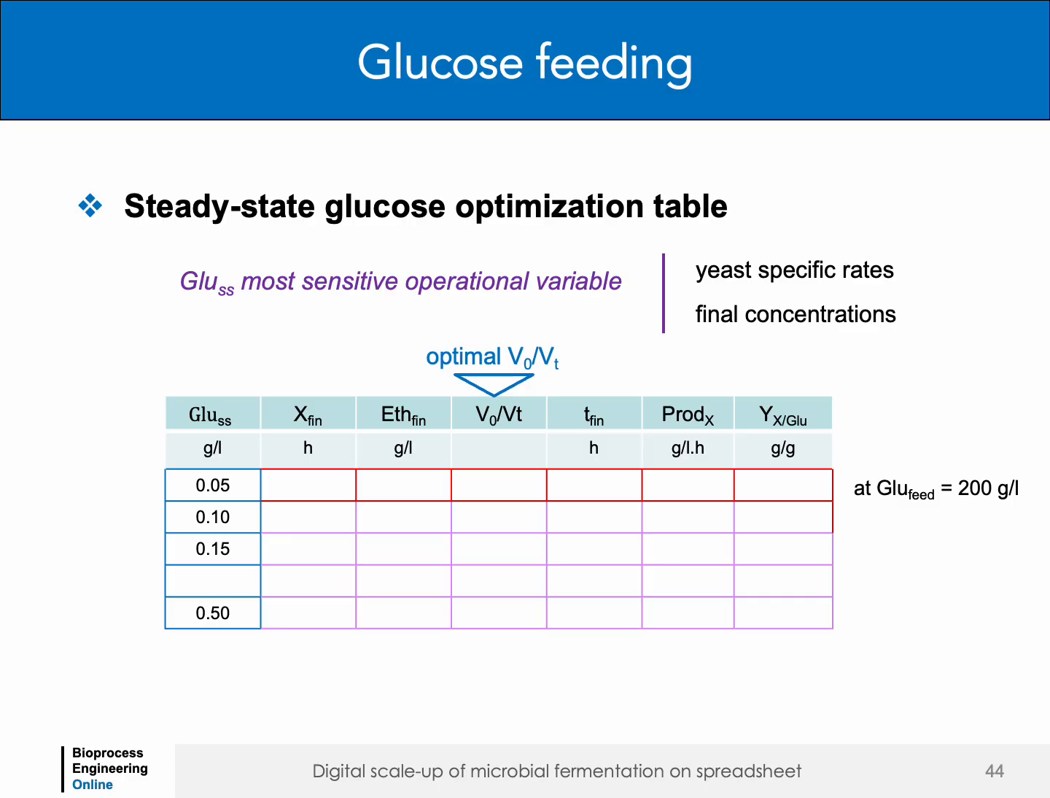The simulations are performed using an optimization table that includes, as columns, the calculated X fin, ETH fin, V0 over Vt, T fin, prod X, and Yx over GLU, and as rows, increasing GLU SS values ranging from 0.05 to 0.5 grams per liter. The formulas are first established for the initial GLU SS value, and the remaining table results are then obtained by copying the formulas across the subsequent values.